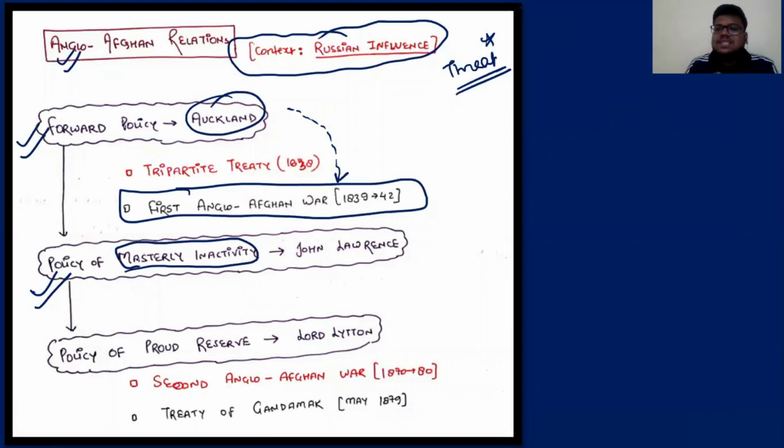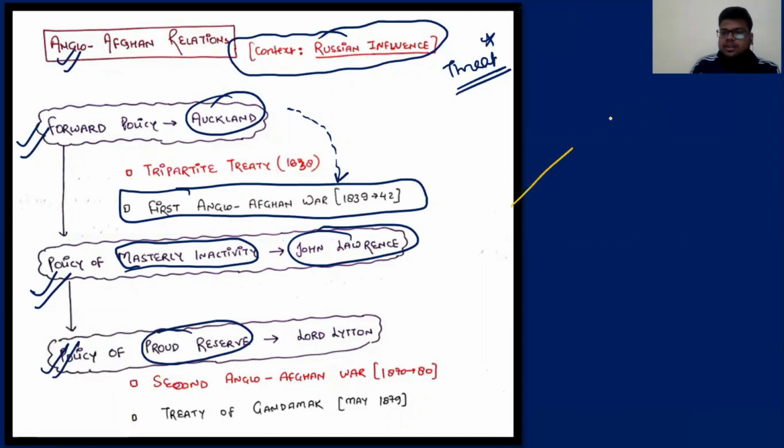What does this mean? Masterly inactivity. So we will play an inactive role in it. And that was John Lawrence. We'll see him. Then the policy of proud reserve. Again the same idea that we need to protect Afghanistan, or we need to have Afghanistan as a frontier. And that policy was by Lord Lytton.